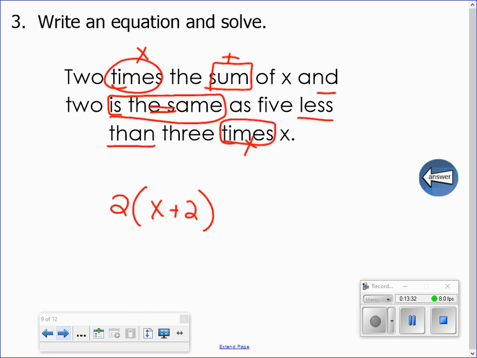And then we know that this is equal to, is the same as 5 less than. Okay, so we're going to take 5 less than whatever comes after it. So what comes after the less than? So 3 times x. Anytime we have this less than, don't get it confused with less. If it said 5 less 3x, then you would do 5 minus 3x. But because it says less than, what that's actually telling you is to take everything that comes after the less than part first, and then take away the 5.